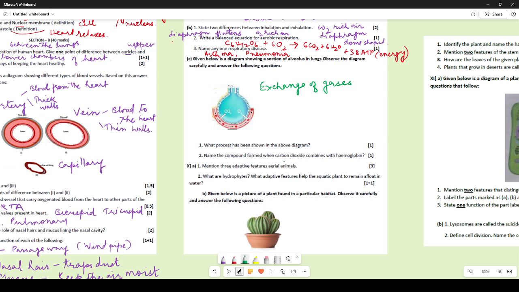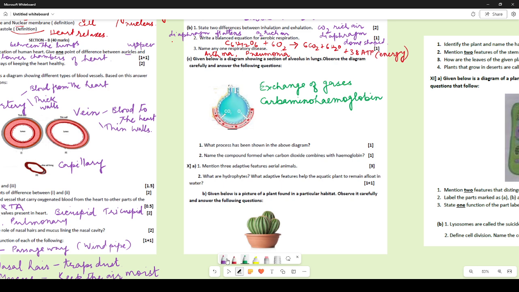Name the compound formed when carbon dioxide combines with hemoglobin. It is carbaminohemoglobin. If you have written anything else, it is 0, because you have to write the name of the correct compound. Right?